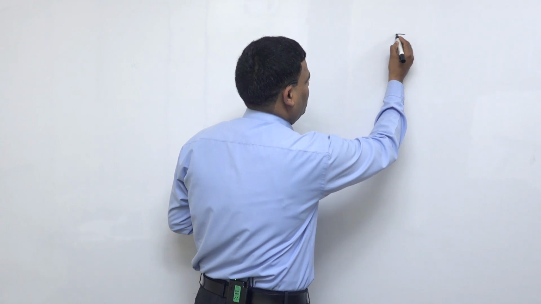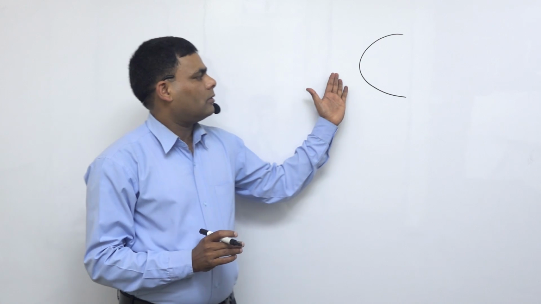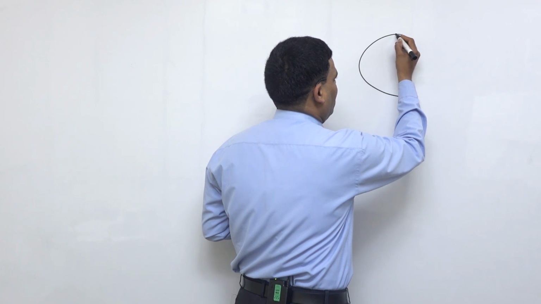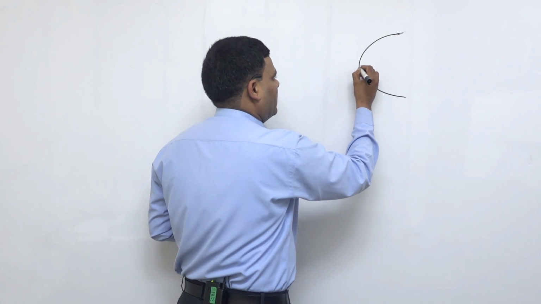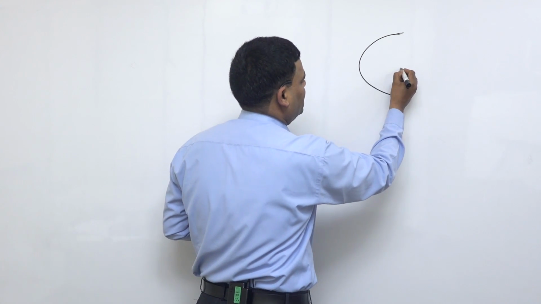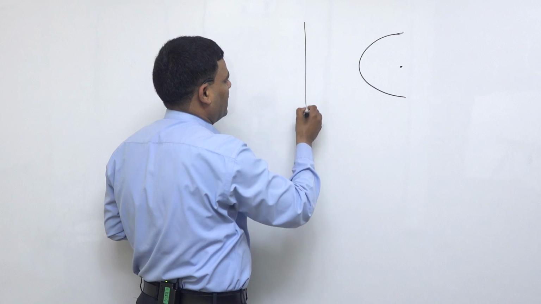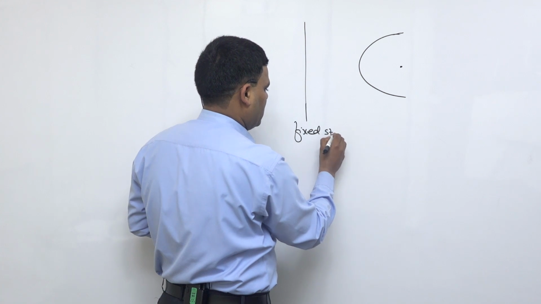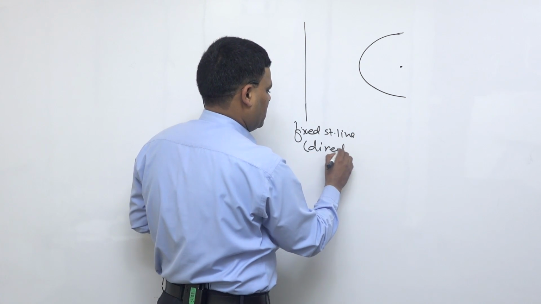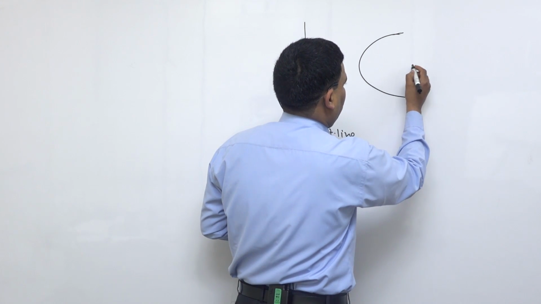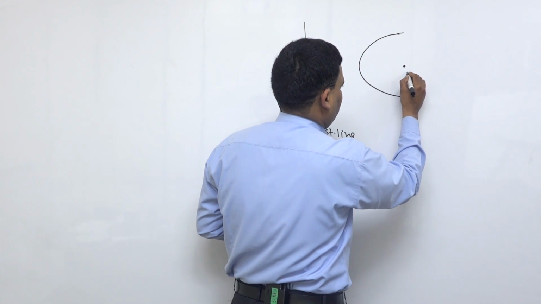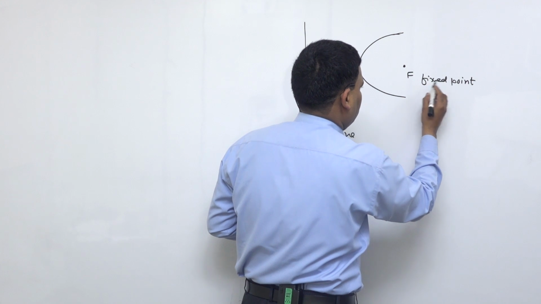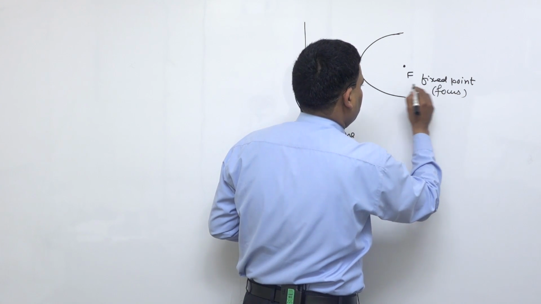Suppose we find an open curve of this type, which is obtained by the intersection of a plane and the right circular cone. This is a parabola. Suppose this is a fixed point and this is a fixed straight line. The fixed straight line is called the directrix. Let us denote the fixed point by F. We fix it here, and this is called the focus.